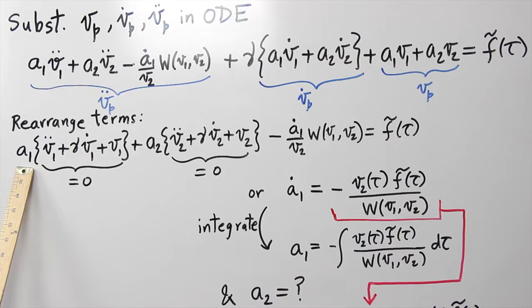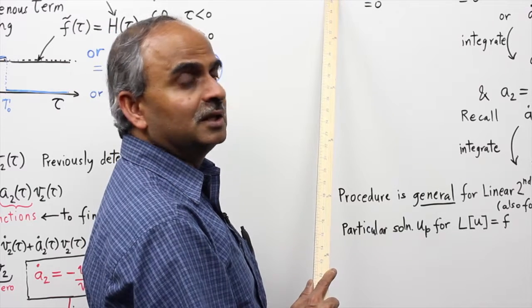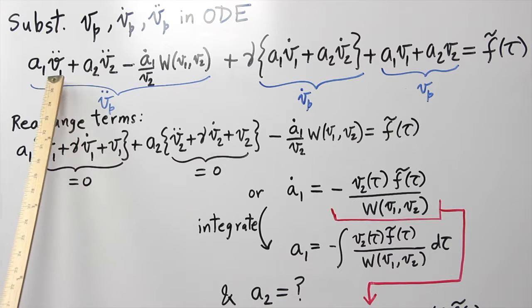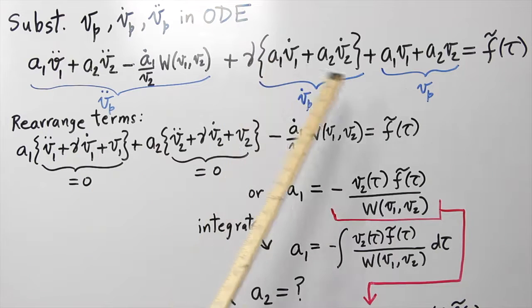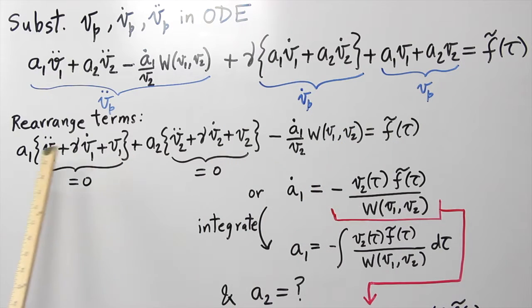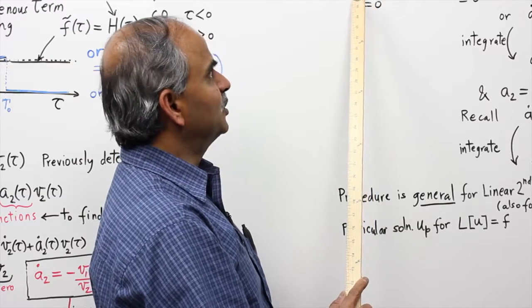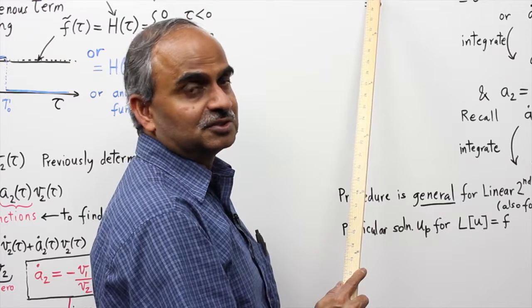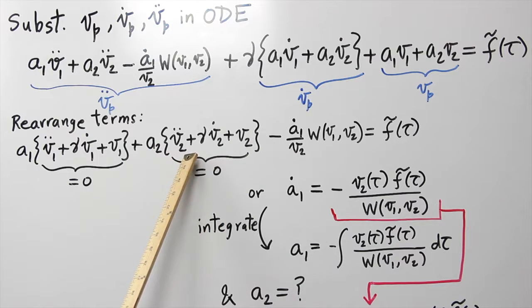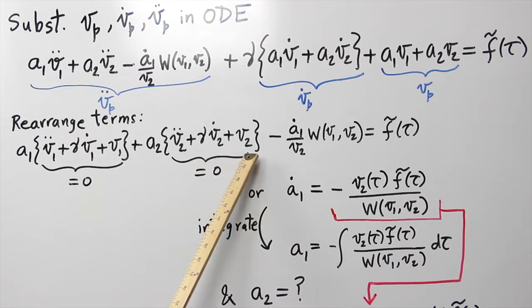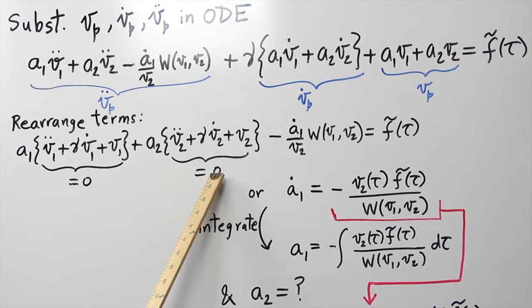So if we collect all the terms that involve the coefficient a1, we have this grouping of terms. You can see that v1 double dot comes from here, and then we have v1 dot times gamma, and then we have v1 showing up here. But this combination in the curly brackets is actually equal to 0 because v1 is the solution to the homogeneous differential equation. So likewise, if we collect the terms associated with a2, we have a similar grouping now involving v2, but v2 is also a solution to the homogeneous differential equation. So this second curly bracket, those terms are also equal to 0.